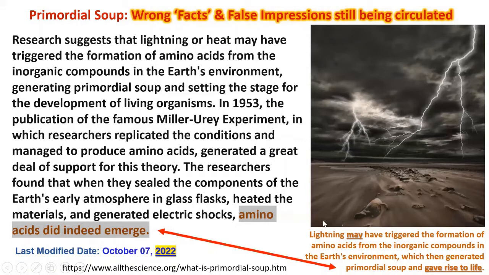And so they even go on to say lightning may have triggered the formation of amino acids from the inorganic compounds in the Earth's environment, which then generated primordial soup and gave rise to life. You see how the may and then gave rise to life. You see how the lie of people who exchange the truth of God can use words to suggest this, and after the suggestion, it became a fact that there was life. That's how bad people can be, or in another case, it could be ignorance.